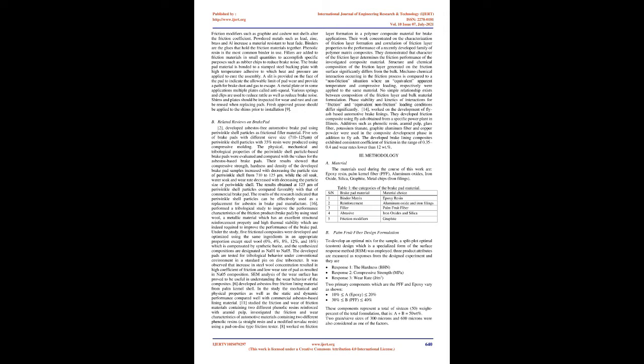Materials that make up the brake pad include friction modifiers, powdered metal, binder, fillers, and curing agents. Friction modifiers such as graphite and cashew nut shells alter the friction coefficient. Powdered metals such as lead, zinc, brass, and Al increase a material's resistance to heat fade. Binders are the glues that hold the friction materials together.